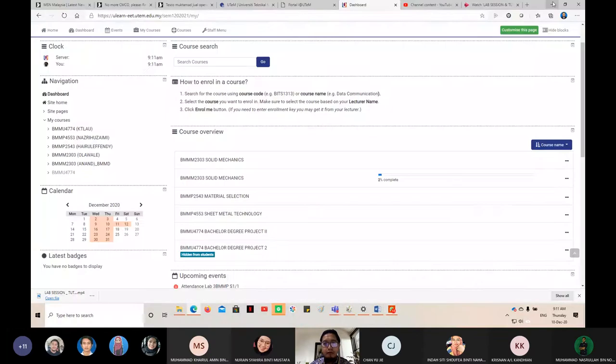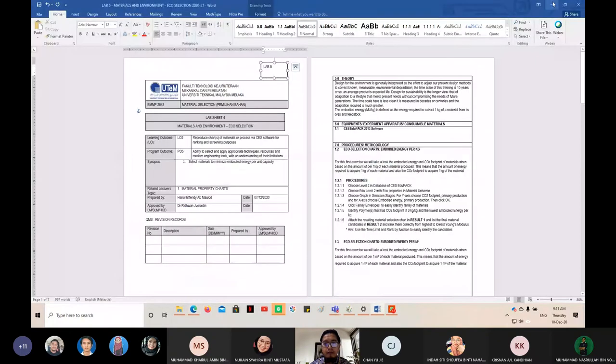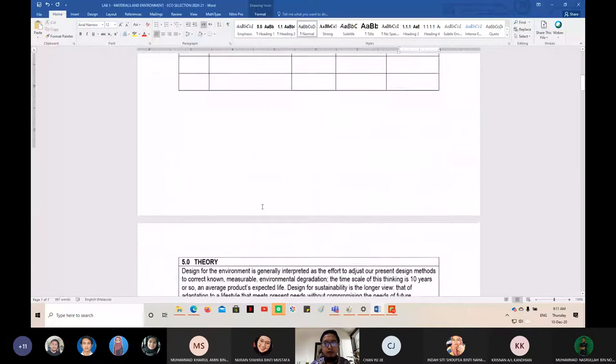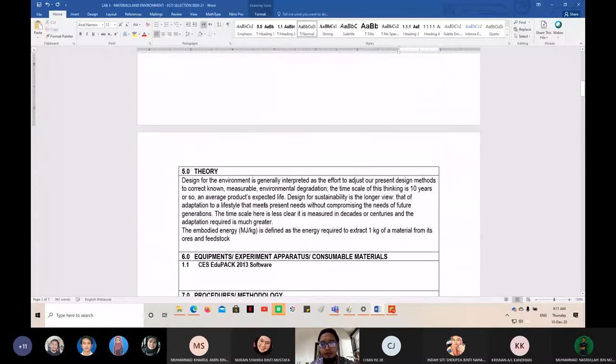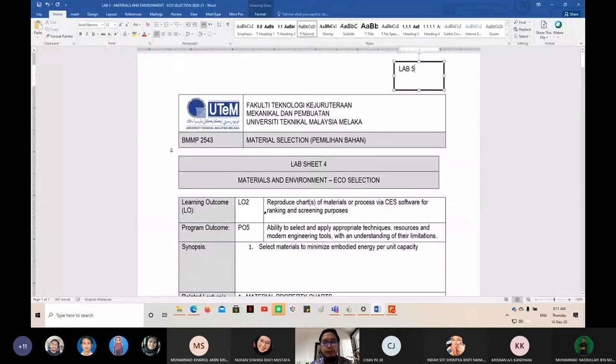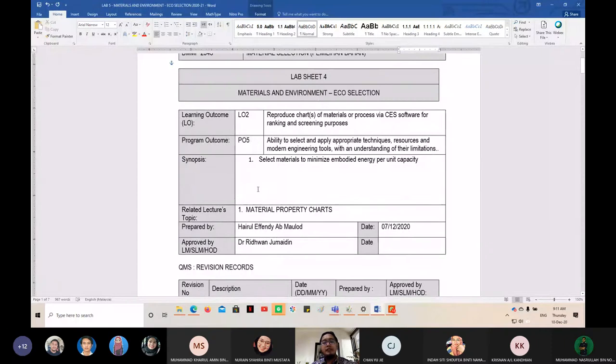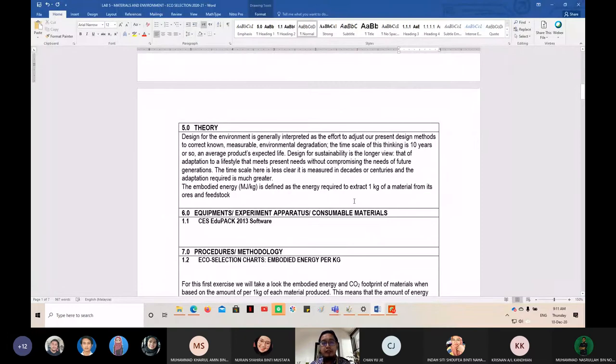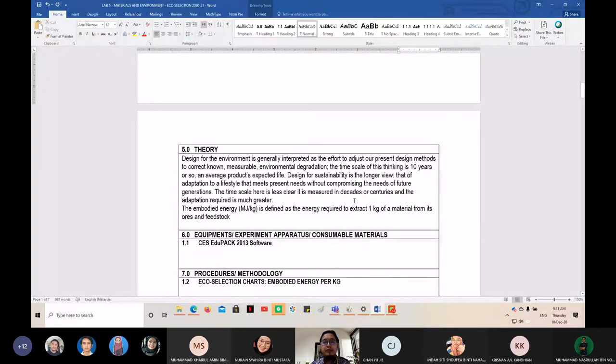Okay, so we'll start straight away with today's lab. This is our lab sheet. I already uploaded it, I just updated it this morning. This is regarding the connection between materials and the environment, and using the eco selection function in the software, on how we can relate the design, especially for environmental concern, with design in materials design.